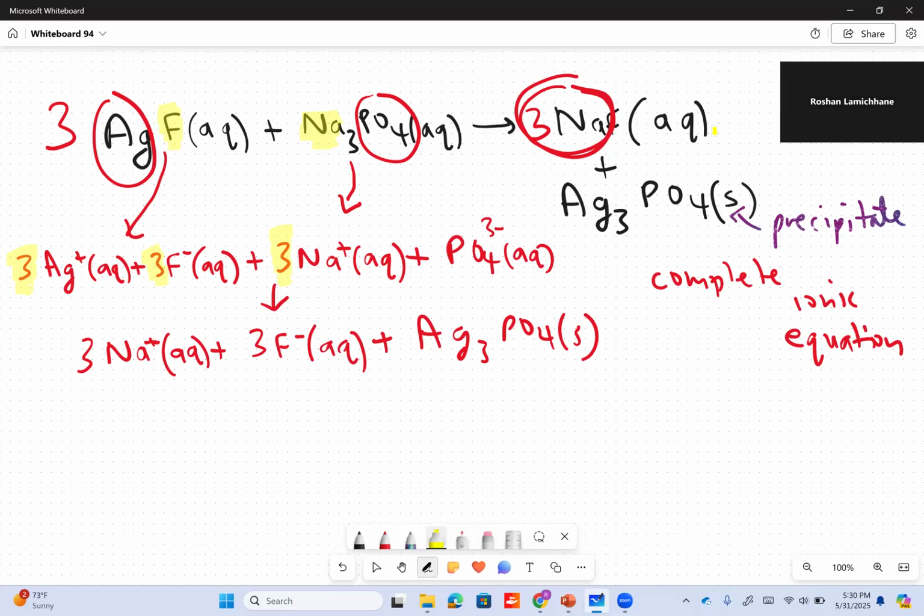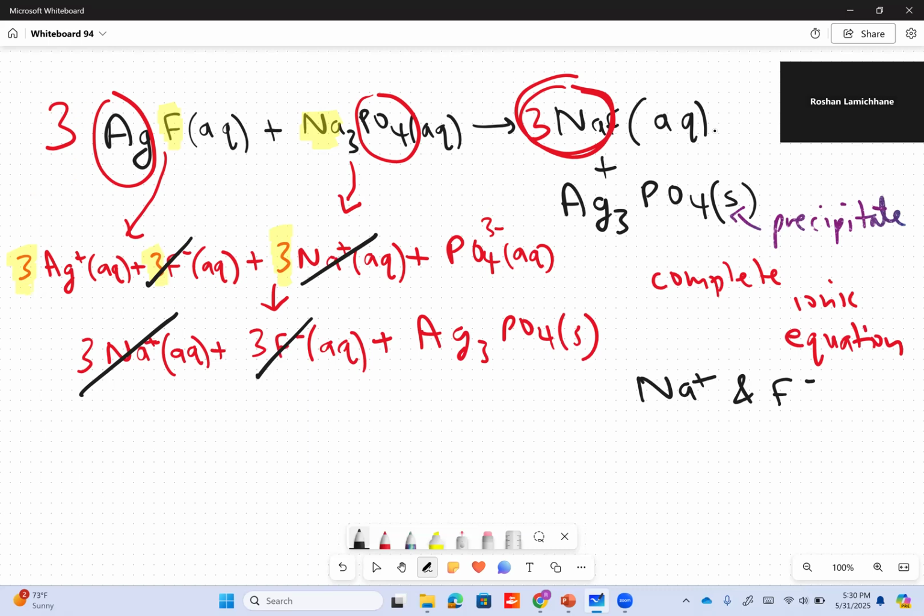The last step to write down the net ionic equation is basically canceling out the common terms, if you want to call it that, right? So the reactant side has 3 Ag plus. I don't see any Ag plus here. I do have 3 F minus here, so 3 F minus aqueous cancels out. 3 Na plus aqueous, 3 Na plus aqueous cancels out. That means Na plus and F minus are my spectator ions. So if I ask you what the spectator ions are, your answer is going to be Na plus ion and F minus ion.